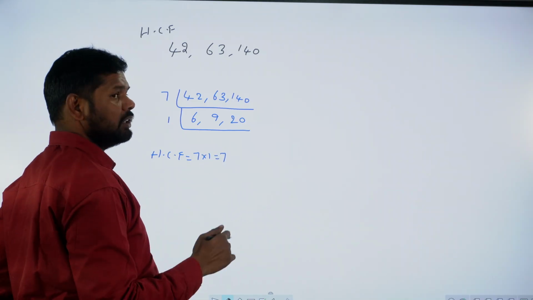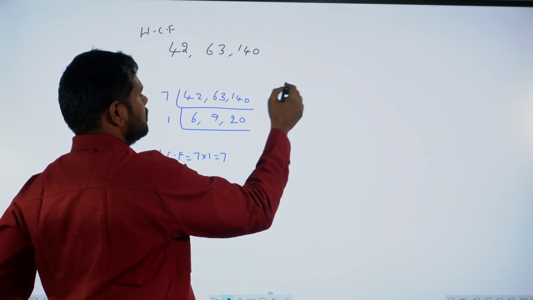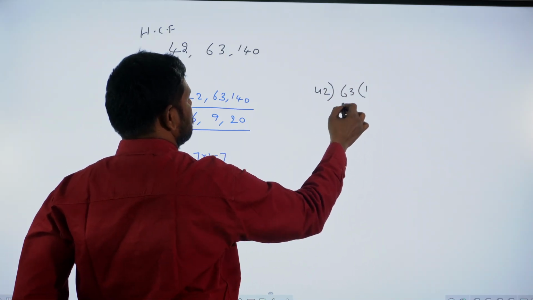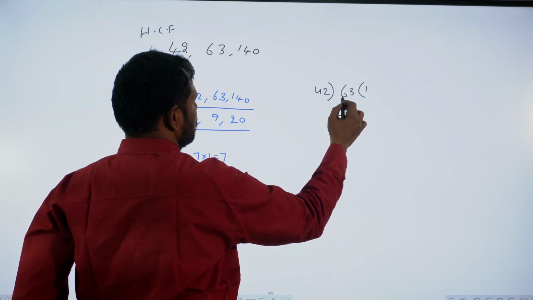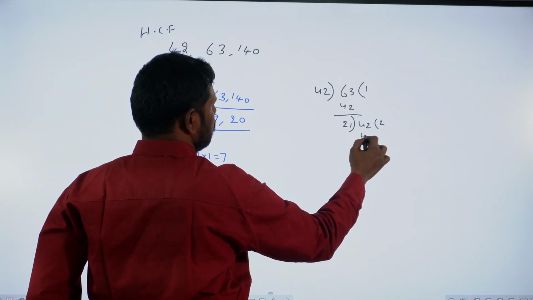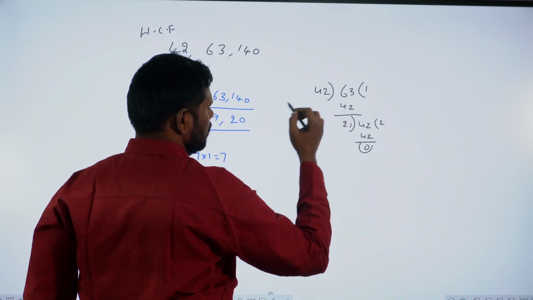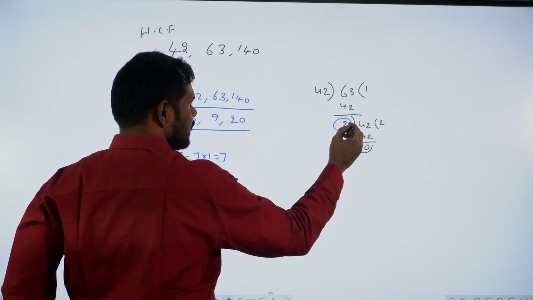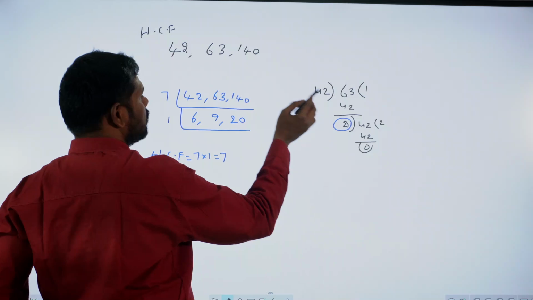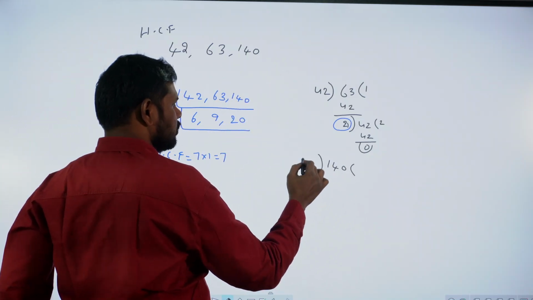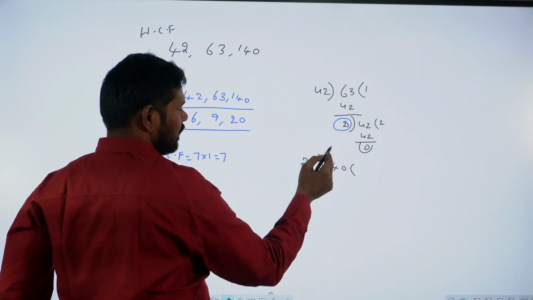Suppose we go for the normal division method. First you divide the largest number by the smallest number. 42 once 42, then 21. Again you divide by 21, twos 42, remainder is 0. After that, whatever the last factor is, with this you need to divide the other number. That 140 is there now. You need to divide that by 21.